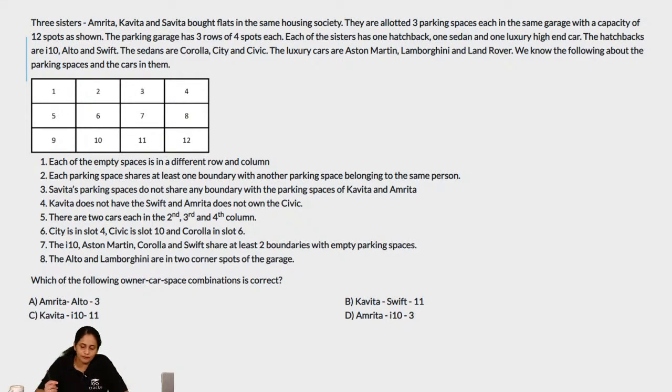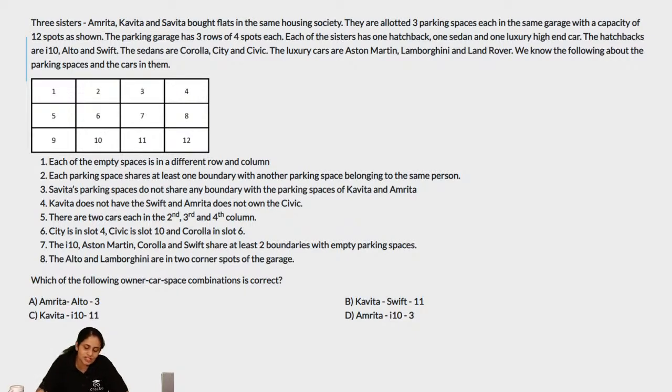We know the following about the parking spaces and the cars in them. Each of the empty spaces is in a different row and a different column, which means that you can't have an empty space here and an empty space just below it, because then they'll be in the same column. Or even you can't have an empty space and an empty space side by side, because again they'll be in the same column. Similarly, you can't have empty spaces in the same row. They have to be in a different column and a different row as such.